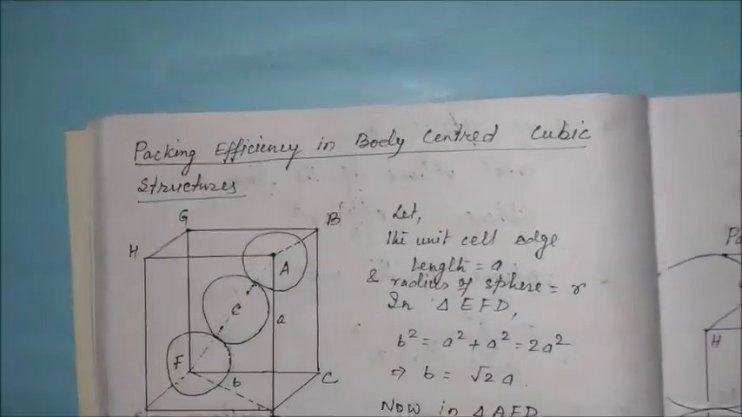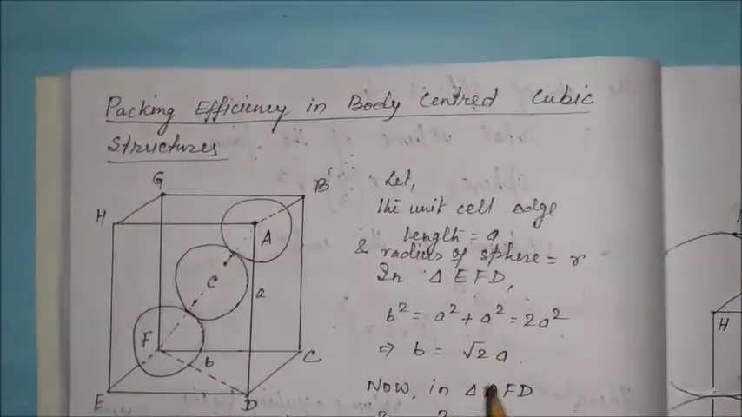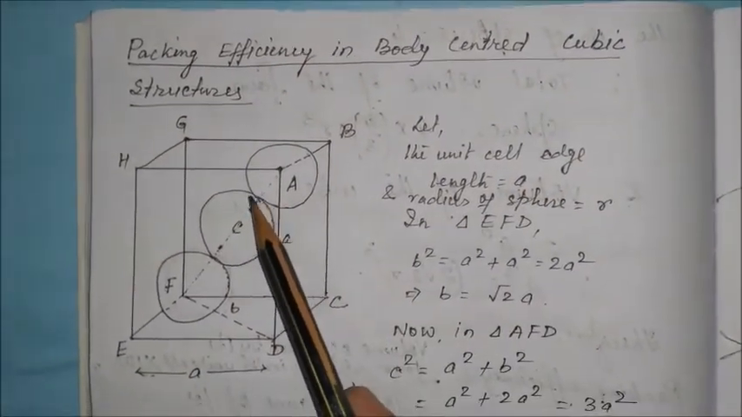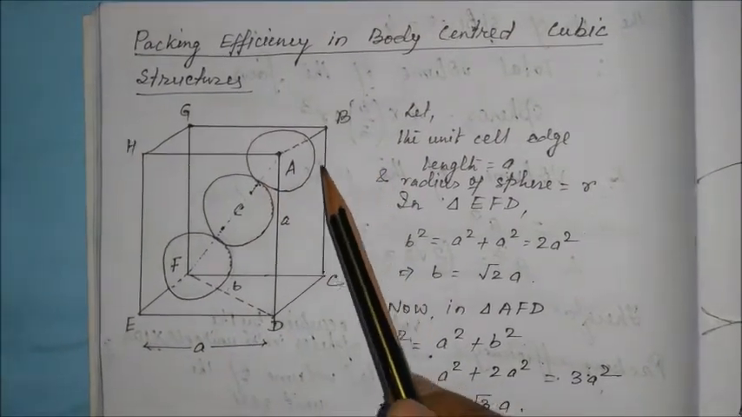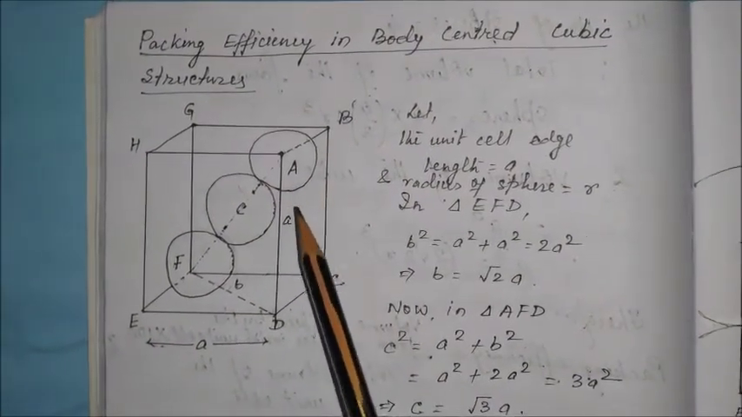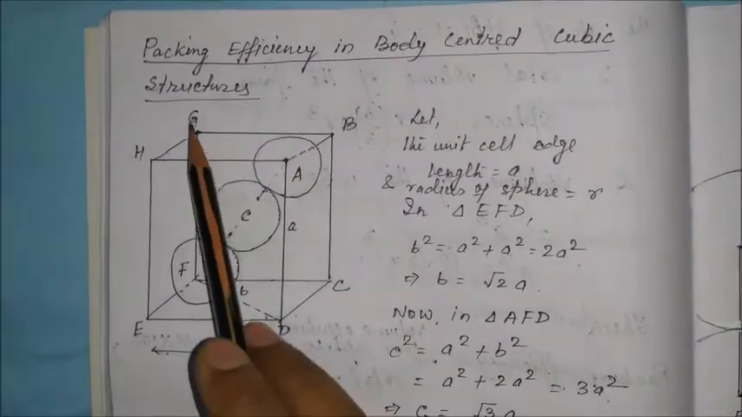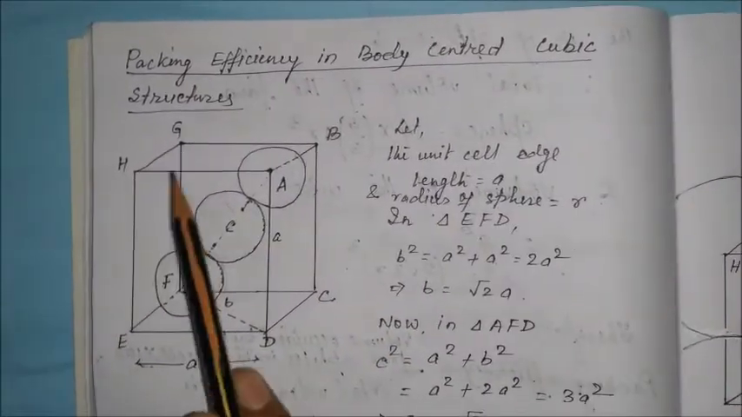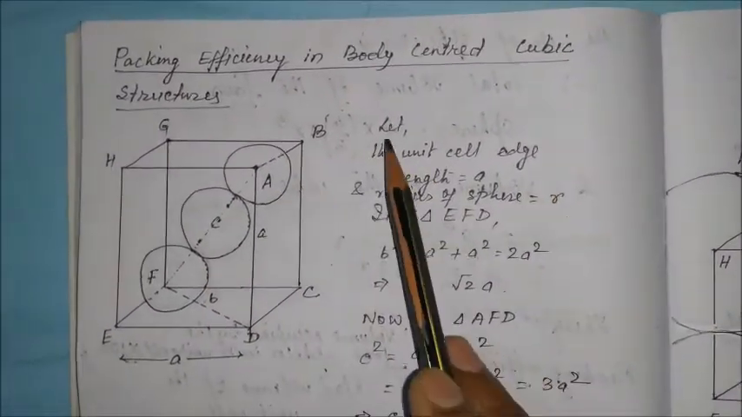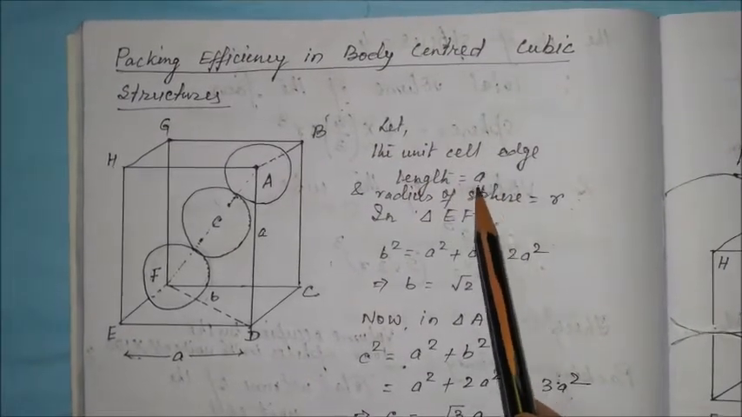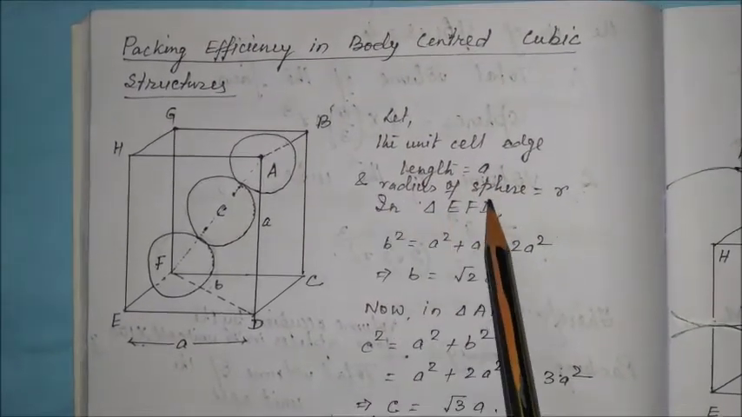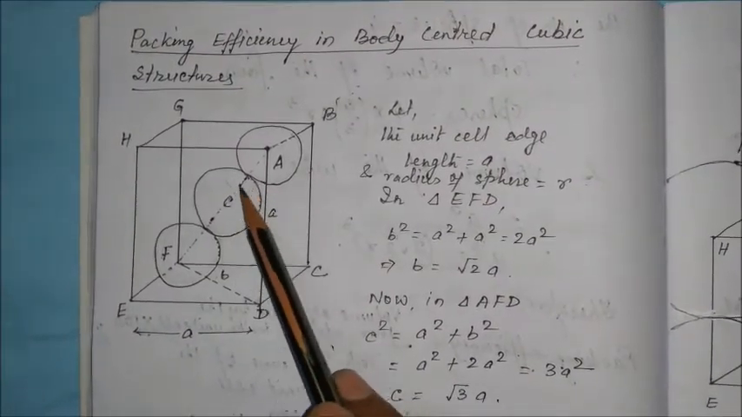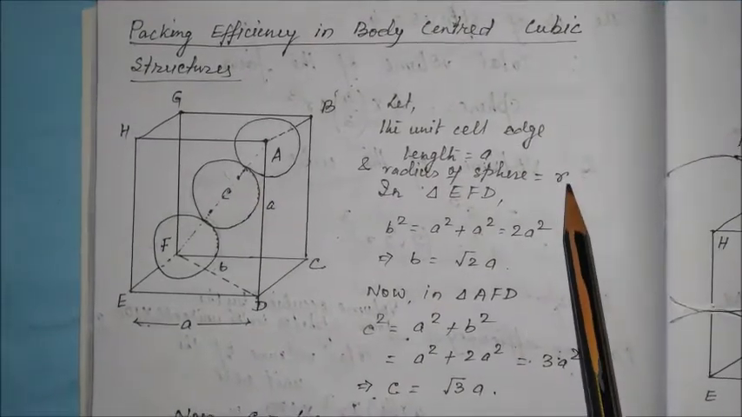Next one, packing efficiency in body centered cubic structures. In body centered cubic unit cell we have read that one constituent particle, suppose we consider it is the sphere, then one sphere is present at the body center. So suppose this is the body centered cubic unit cell. Now let the unit cell edge length be equal to a and radius of sphere be equal to r.